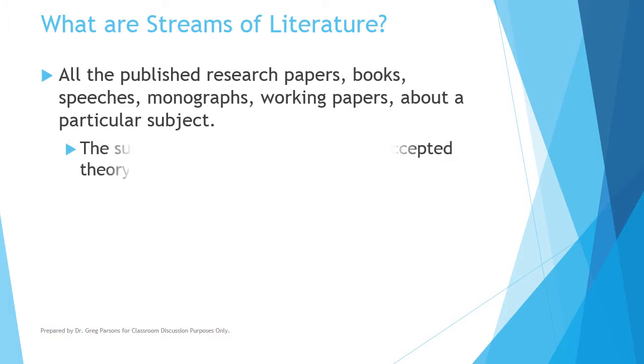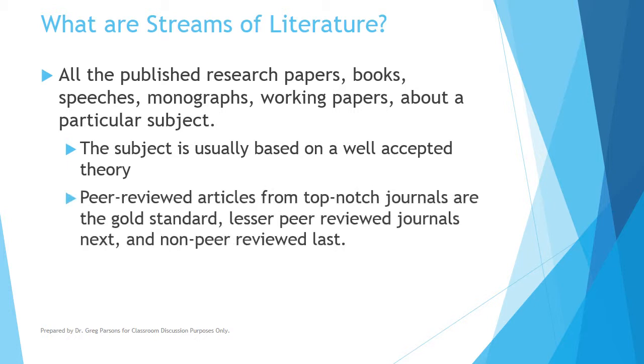So it could be about really anything, but usually we're looking at things that are based on well-accepted theory. For example, trait theory was a well-accepted theory. It didn't meet all the needs, but it was certainly well-established in the literature. The same with the behavioral theories, and now the same with the situational theories. So the subject is usually based around some sort of well-accepted theory that people then write about. Normally we try to use peer-reviewed journal articles, and in addition to that, we like to have articles that are taken from top-notch journals in the field. Okay, so that's the first level, that's the gold standard.